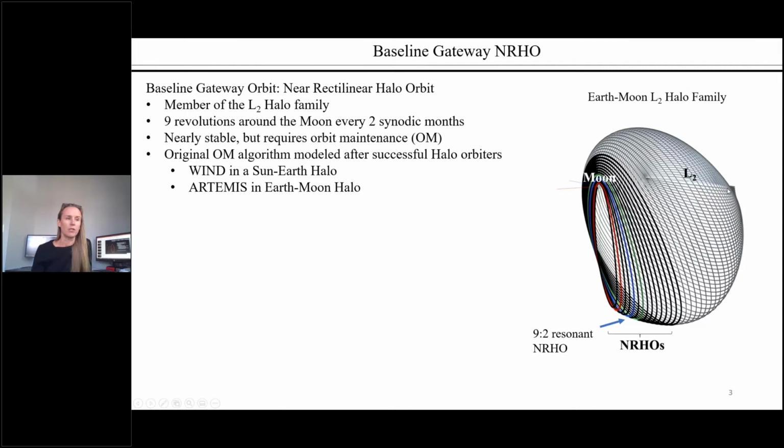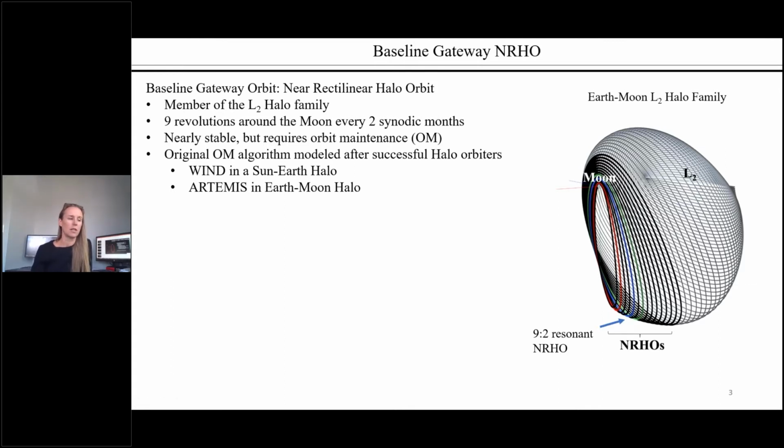Okay, so what is an NRHO here? What you see in this picture is the L2 southern family of halo orbits. Every one of these lines is a separate periodic orbit in the L2 halo family. Our near rectilinear halo orbits, shown here in black, are a subset of the halo family. The subset is defined according to its stability properties. And this blue NRHO here is the one that's been selected as the current baseline for the Gateway.